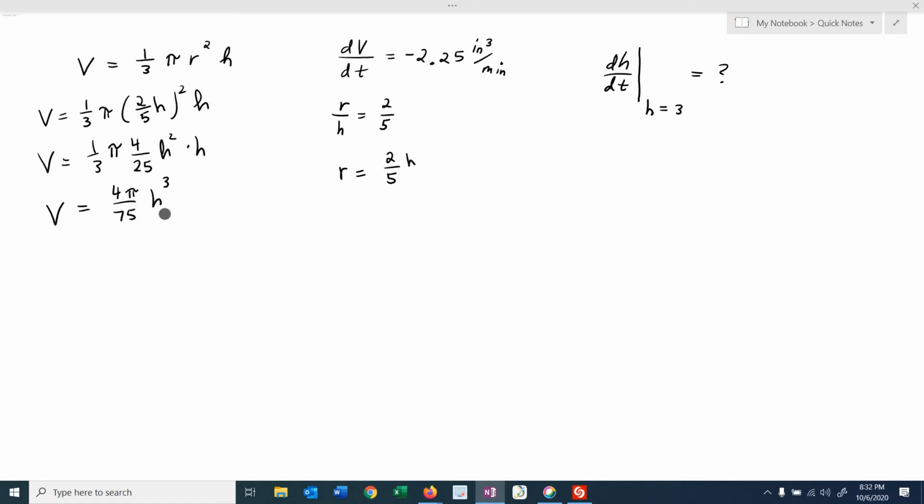Okay, now we have volume in terms of height, which is exactly what we need, because now we can take the derivative of both sides of this equation with respect to time, and we can relate these two rates, dV/dt and dh/dt. Okay, so let's do that. Take the derivative of both sides with respect to time. Of course, this is a constant, so that can come outside the derivative operator.